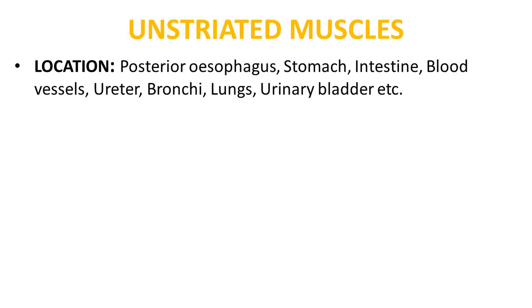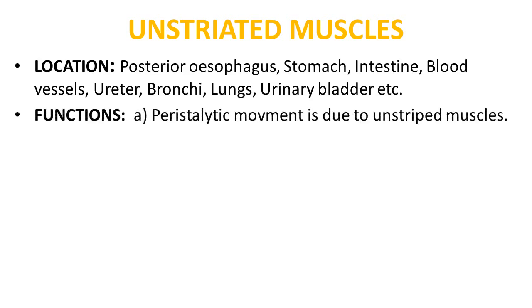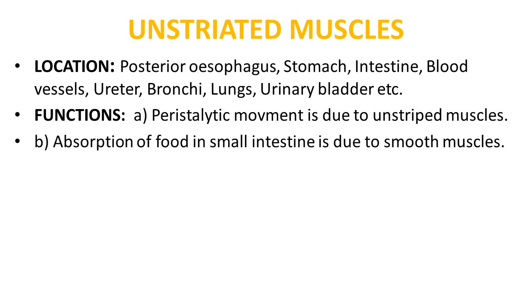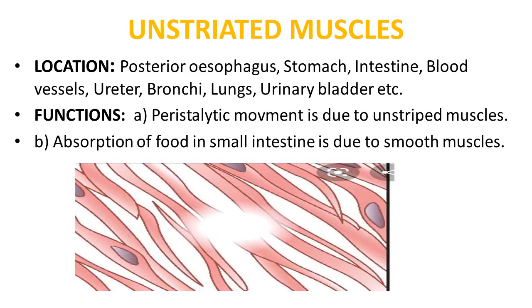You can see the location of these unstriated muscles now. They are present in the stomach, intestine, ureter, bronchi, lungs, etc. Their functions include the peristaltic movement that we see during the process of digestion, which is because of unstriped muscles. The absorption of food is also because of the presence of these muscles. You can look at the image of the unstriated muscles here. I have told you it is spindle shaped. The nucleus is at the center and they don't have any striations.